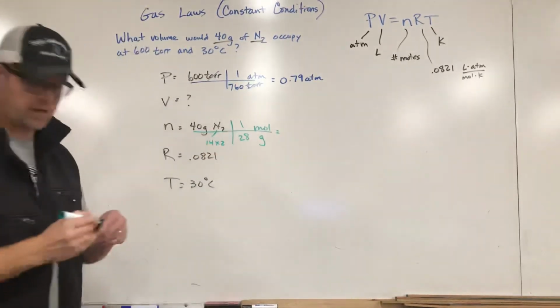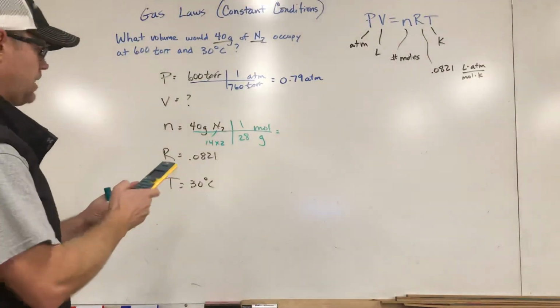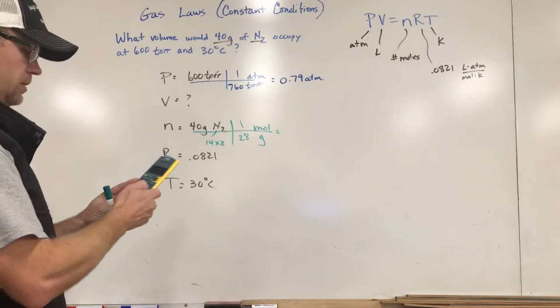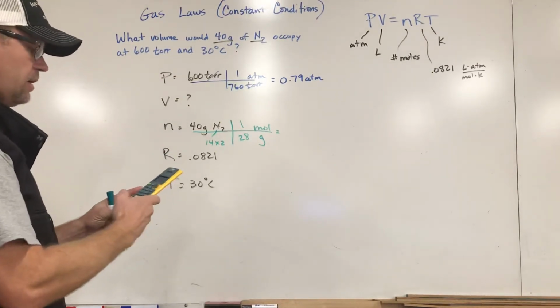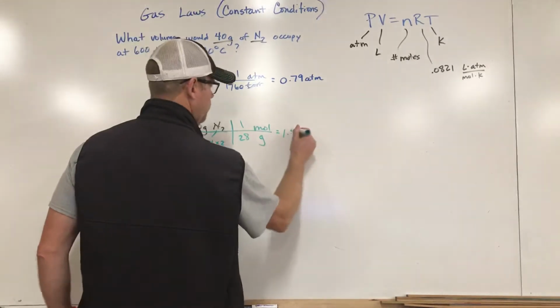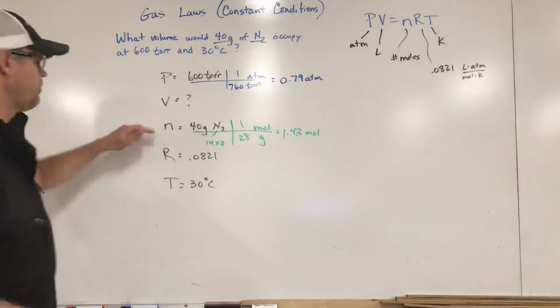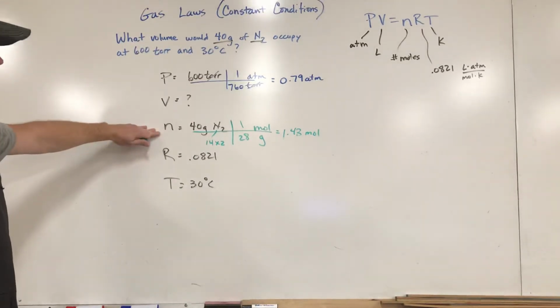So I need to take 40 divided by 28 to tell me how many moles of nitrogen molecules are bouncing around in that sample. 40 divided by 28, I get 1.43. 1.43 moles, okay? So now my N is in number of moles. I got that taken care of.